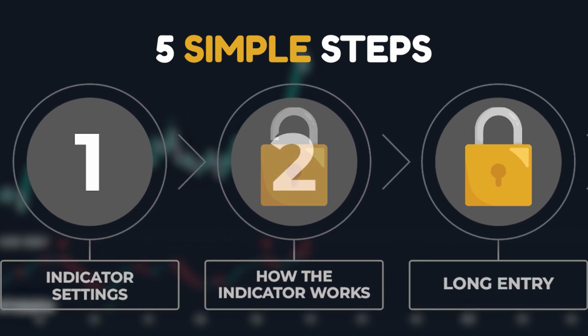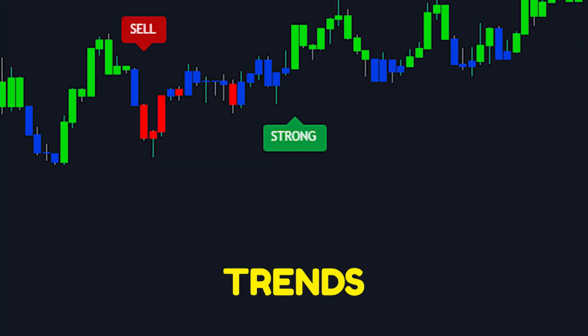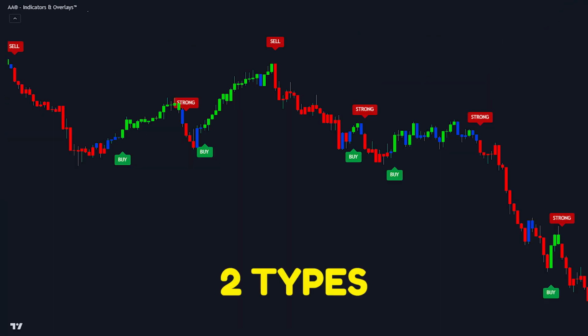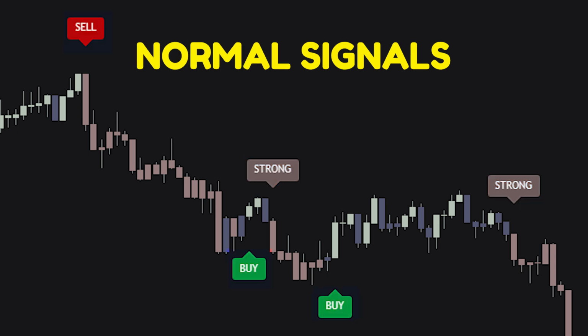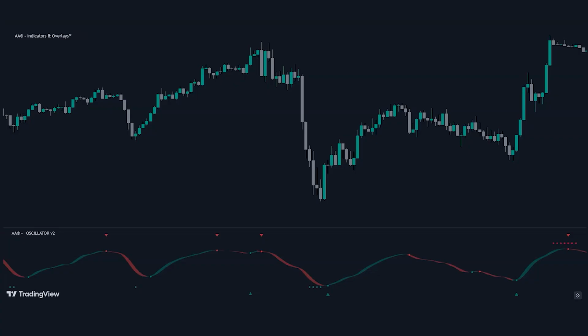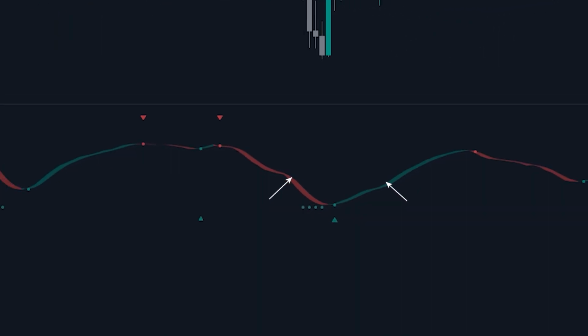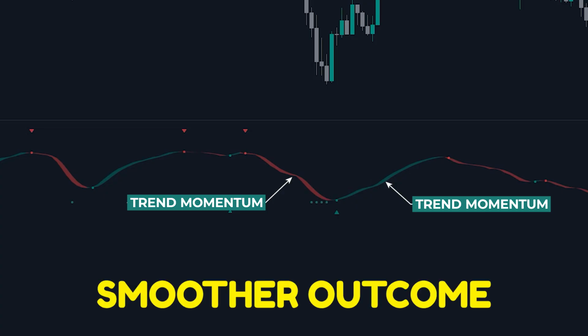How do the indicators function? Confirmation signals are useful for verifying trends, especially when combined with other overlays. There are 2 types. Strong signals align with the trend, while normal signals may indicate a retracement. An important tool for spotting trends is the trend momentum, which is shown as a ribbon. Higher values, which are managed by the main length setting, produce a smoother outcome that represents longer-term patterns.